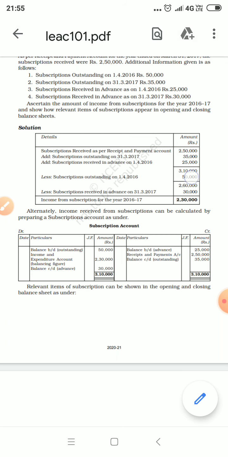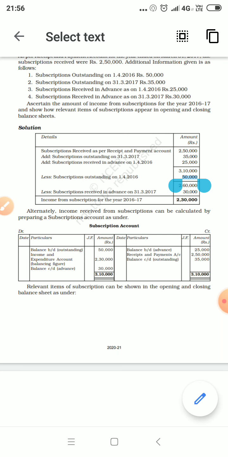Then we have to subtract previous year's outstanding. When we say less subscription outstanding on 1st April 2016, it is previous year's outstanding. We are assuming that the total amount of previous year's outstanding is included in this amount, so we are subtracting the full amount. We have to subtract it because it is actually previous year's outstanding. It is not current year's income. According to accrual basis, it does not belong to the current year, even though the money is received during the current year.